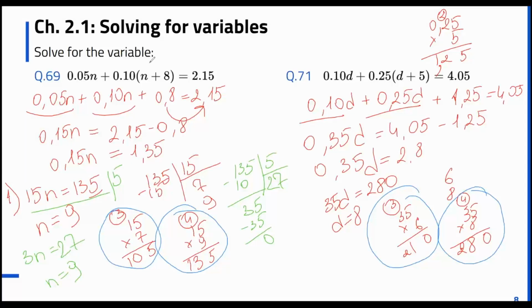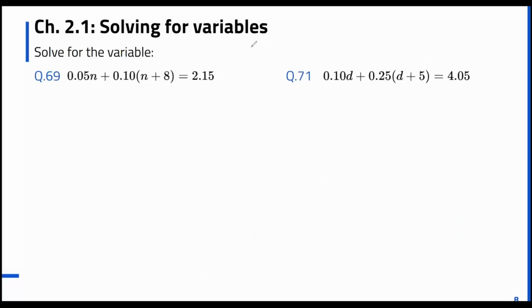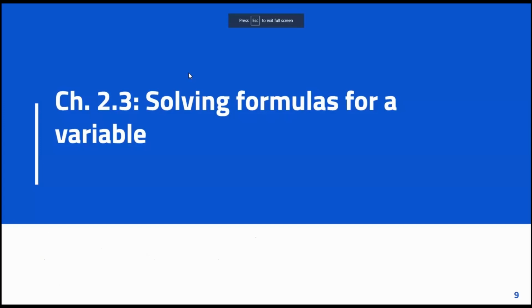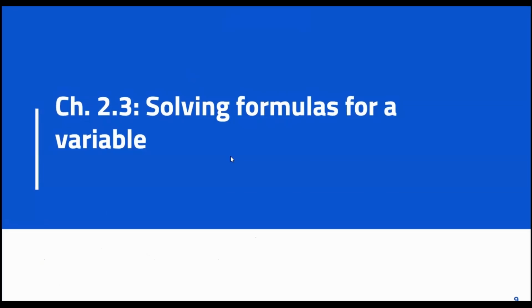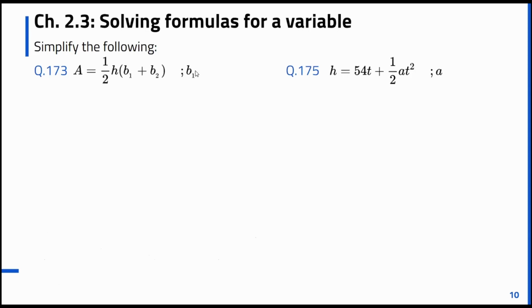Okay, let's continue. And we have the last set of exercises. It is solving for a variable, so you need to isolate the variable that you are asked to. So for the 173rd question, you need to isolate B1. And for 75, you need to isolate A.